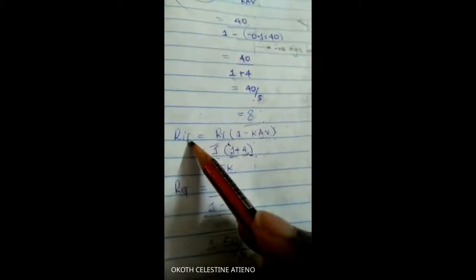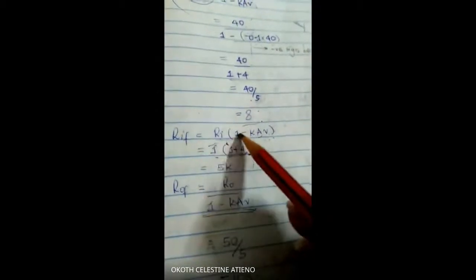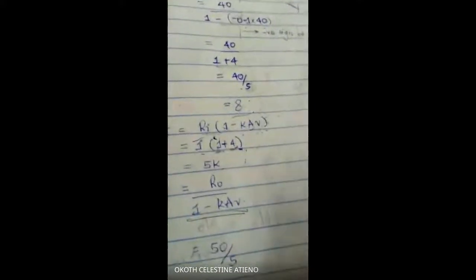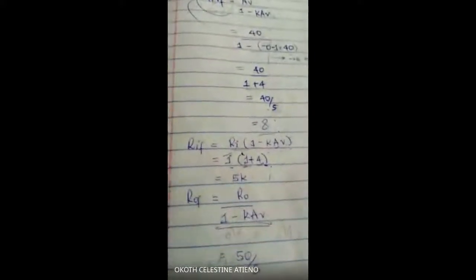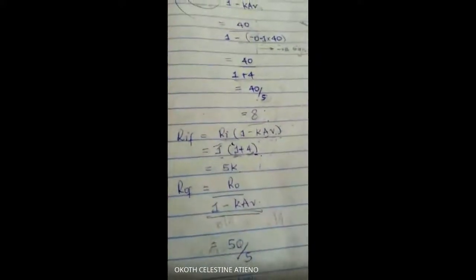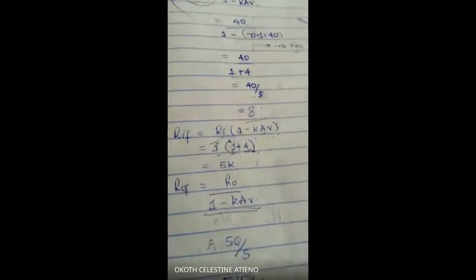So input resistance with feedback, RIF, is Ri into 1 minus KV. And because it's being fed back in series, it means input resistance will increase. That's why we are actually multiplying by the factor and not dividing. If it was being fed back in parallel, then we would divide. But now it's in series, we write here series.